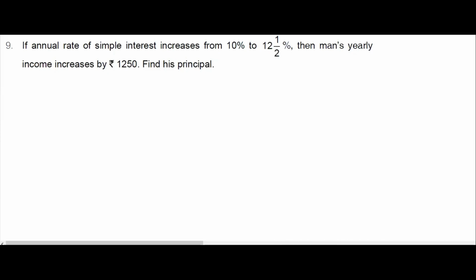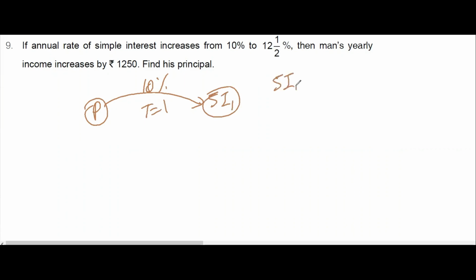So it says the annual rate of simple interest increases from 10% to 12.5%. Then the man's yearly income increases by 1250. Find its principal. Okay. So if initially the principal is P, what rate is it giving? Initially 10%, and time is 1 year. So I will get simple interest 1. Based on the formula, simple interest 1 will be P times R, which is 10, times T, which is 1, upon 100.